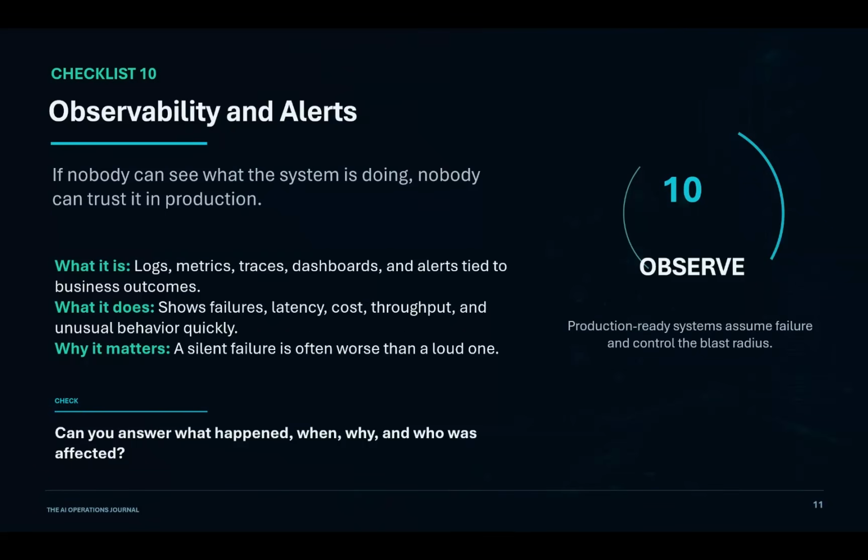Number 10 in our checklist, observability and alerts, very important. You've got to have observability, a visibility layer on what's going on in the system, because a lot of the operations happen in the background. For example, if your agent is making an API call, you need a way to see that call, that transaction. And that is done with observability.